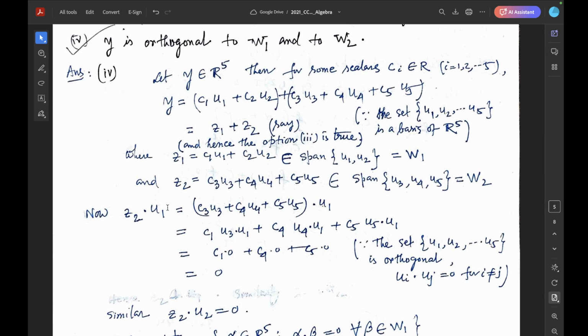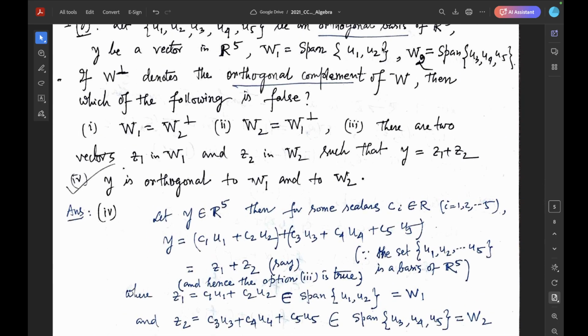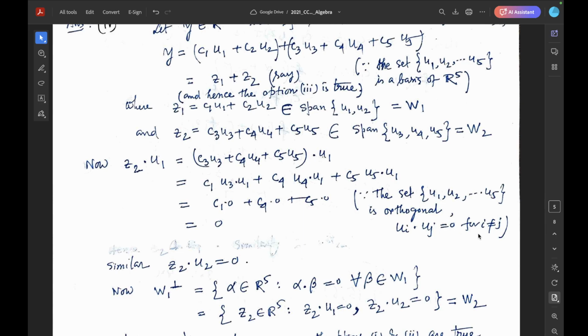Now Z2 dot U1. Z2 means C3 U3 plus C4 U4 plus C5 U5, dot U1. So this is C3 U3 dot U1 plus C4 U4 dot U1, which is the inner product between U4 and U1, plus C5 U5 dot U1. Now this set U1 to U5 is orthogonal because it is an orthogonal basis. Orthogonal means Ui dot Uj equals 0 for i not equal to j. So U3 dot U1 equals 0, U4 dot U1 equals 0, U5 dot U1 equals 0. So Z2 dot U1 equals 0. And similarly, we can find Z2 dot U2 equals 0, since U3 dot U2, U4 dot U2, U5 dot U2 are all 0.